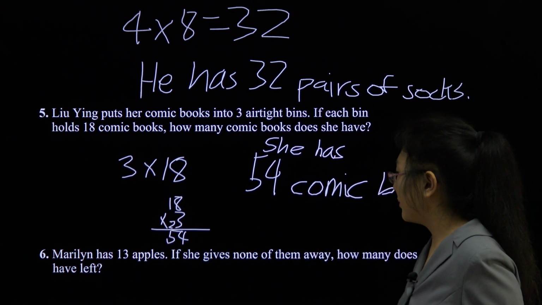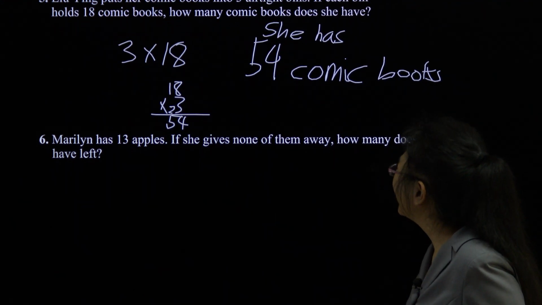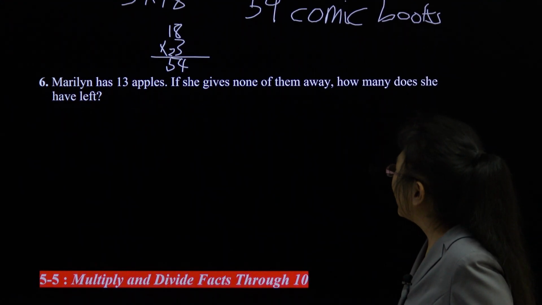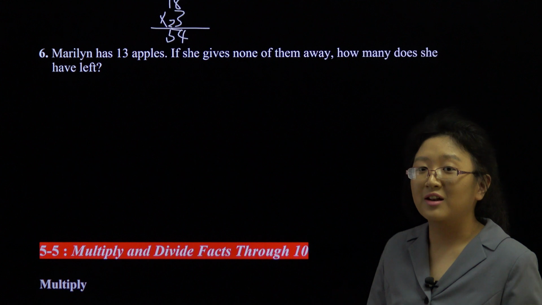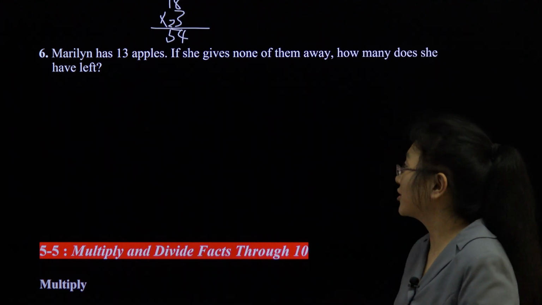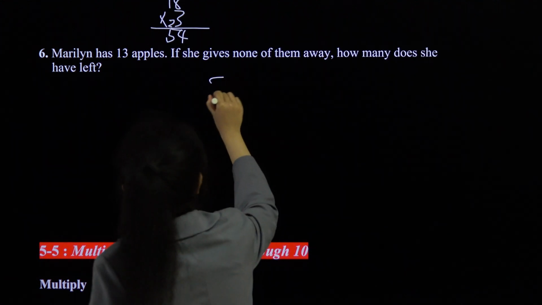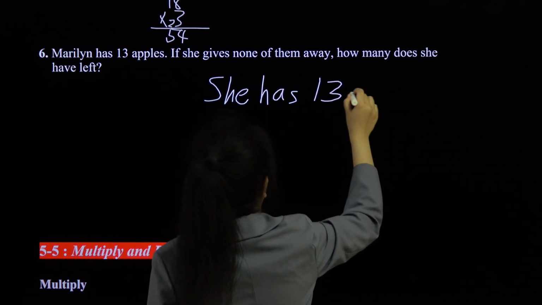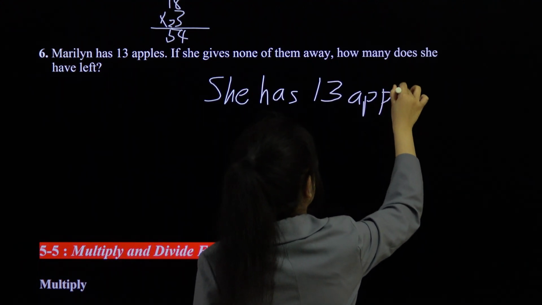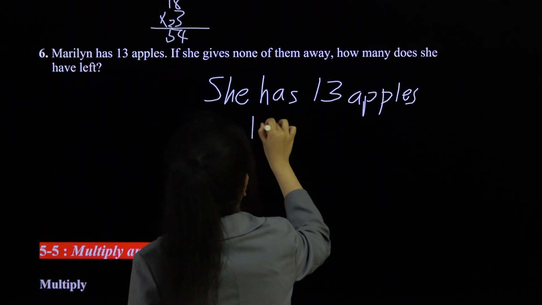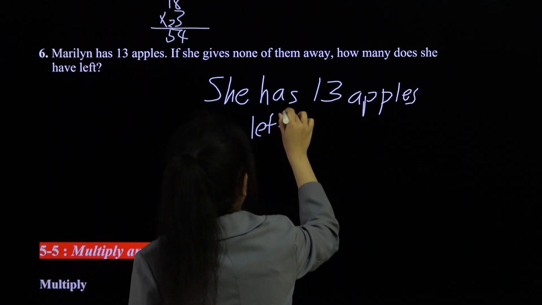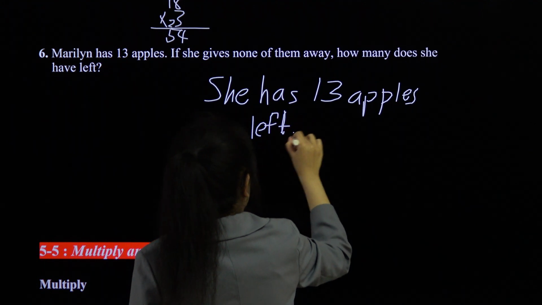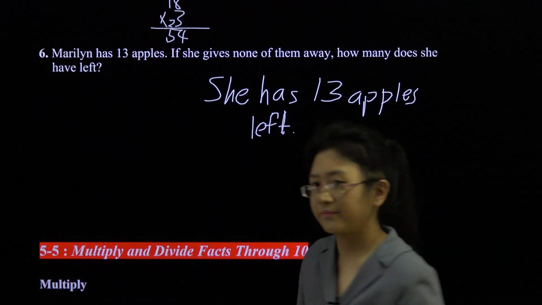Marilyn has 13 apples. If she gives none of them away, wow, how many does she have left? 13 minus 0 equals 13. She has 13 apples left. Unless she ate some of them.